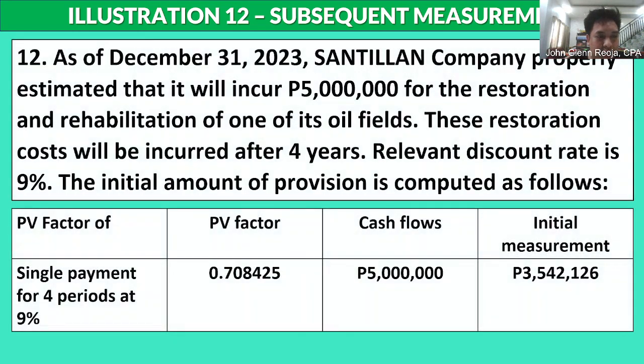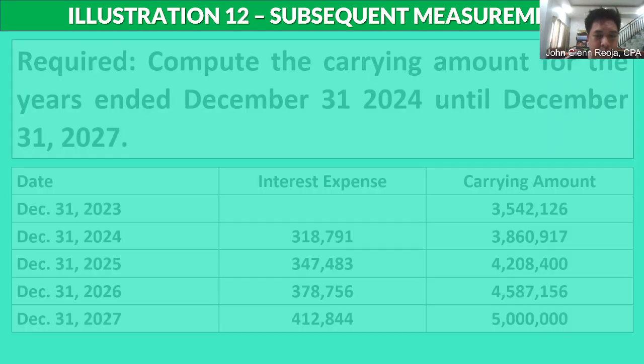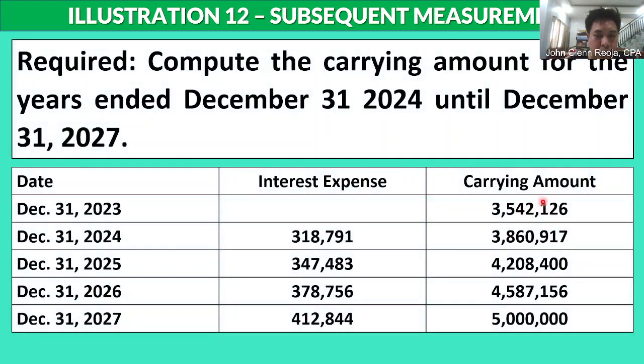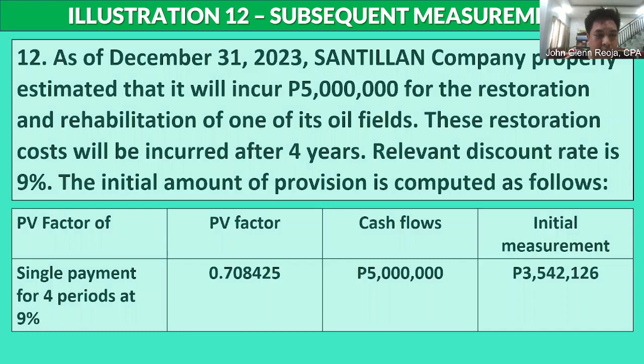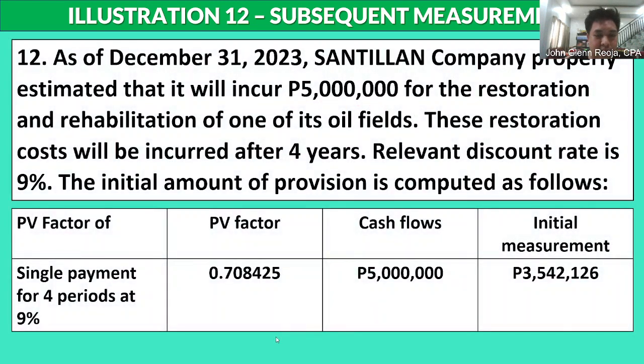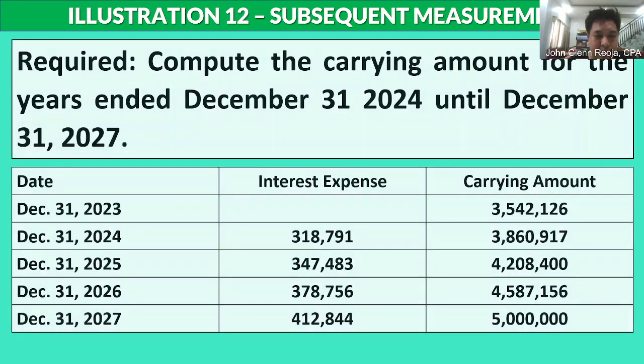And then, to amortize, paano kinompute yung 318,791? Again, using the 9% discount rate. So, how to compute? 3,542,126 times 9%, that is 318,791. Then, dapat from the initial measurement, magiging face value yan na 5 million. Okay, dapat magiging face value na yan, kasi maglalamp sum payment on December 31, 2027.